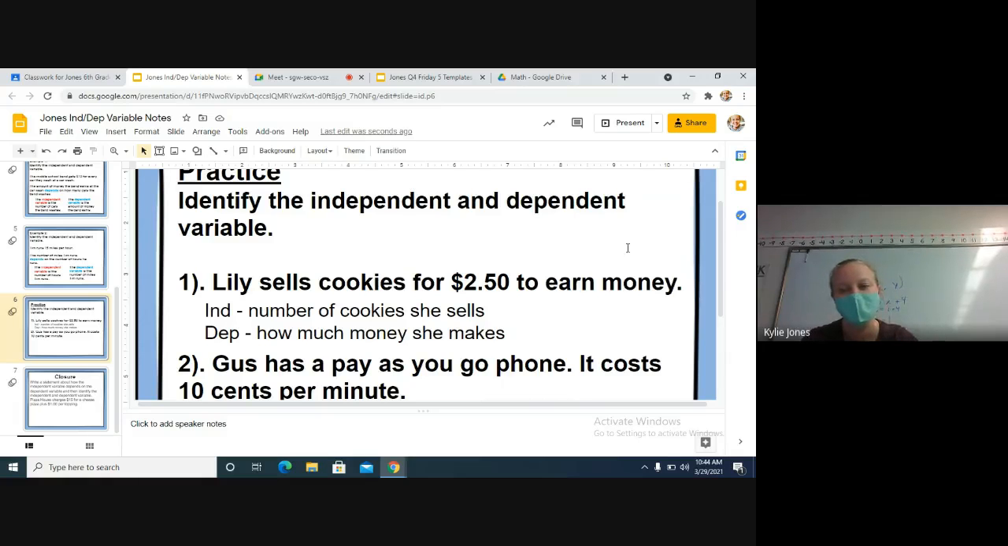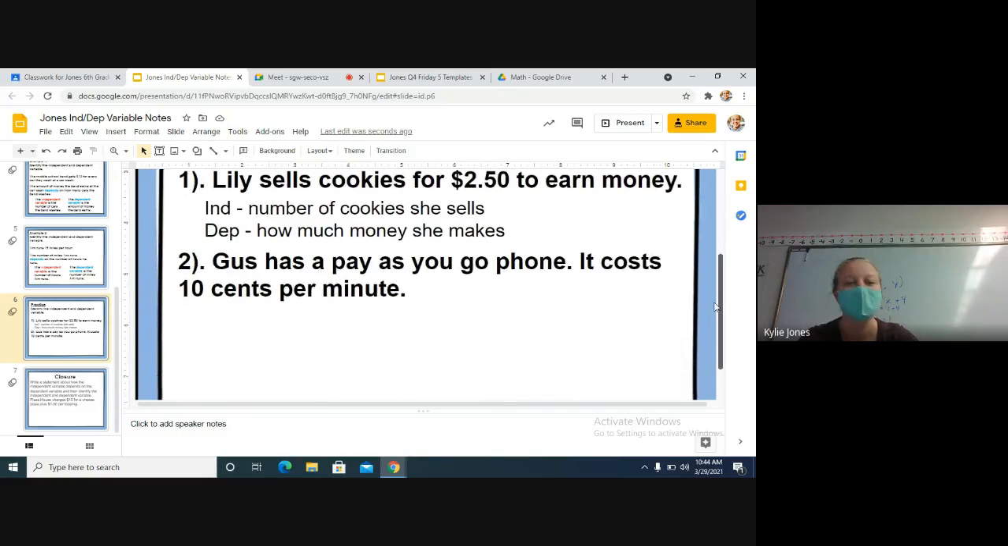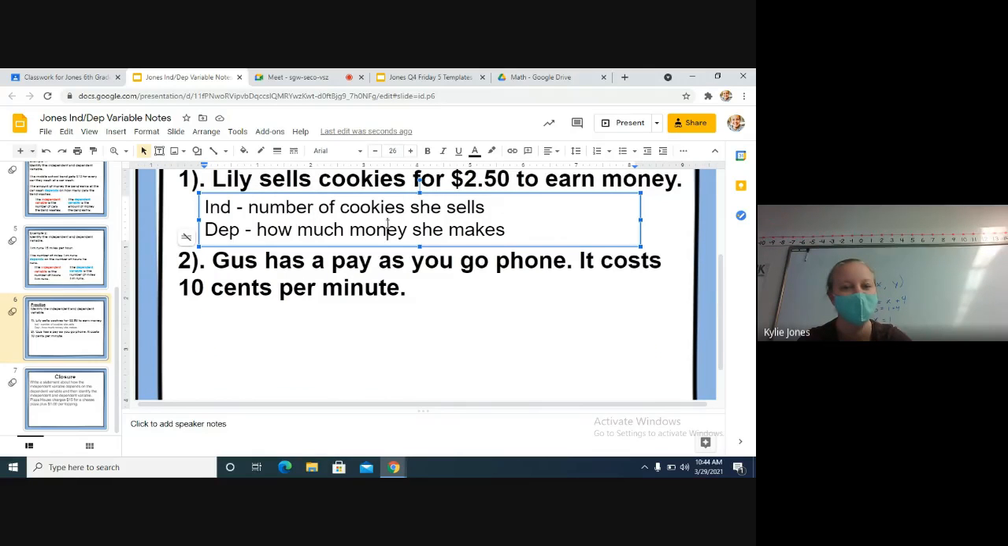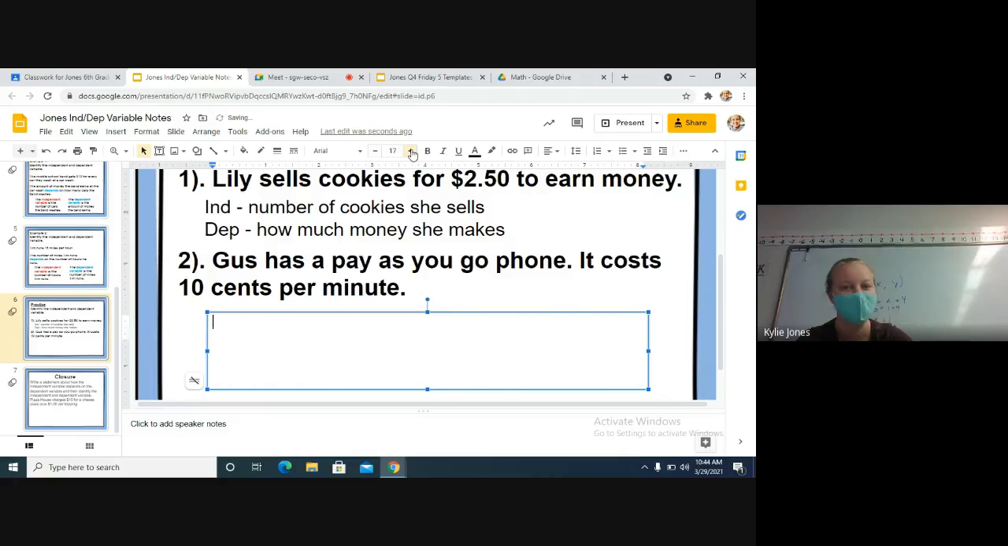All right, I'm going to scroll down a little bit to look at number 2. Number 2 says Gus has a pay-as-you-go phone. Have you guys ever heard of a pay-as-you-go phone? No, a payphone is like the ones that you walk up to and you put like 50 cents in to make a call. Pay-as-you-go means that you have a cell phone and you make the calls, and the amount of time that you use it is what you pay for. So it's not like nowadays where you have unlimited everything and you just pay a certain amount of money for unlimited data. That was back in the day. Like, I talked on the phone for 5 minutes. I owe 10 cents for every minute that I talked, right?